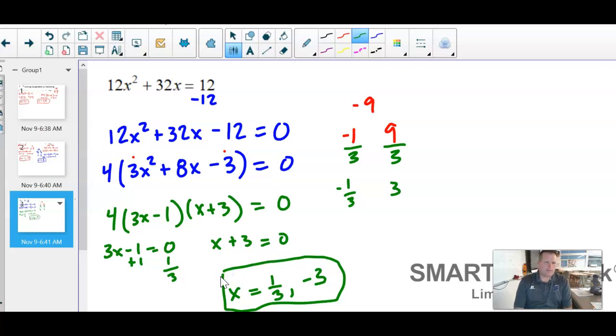Okay, all right, so that's solving quadratics by factoring. You guys have got to be able to do this. This is pretty important going forward.